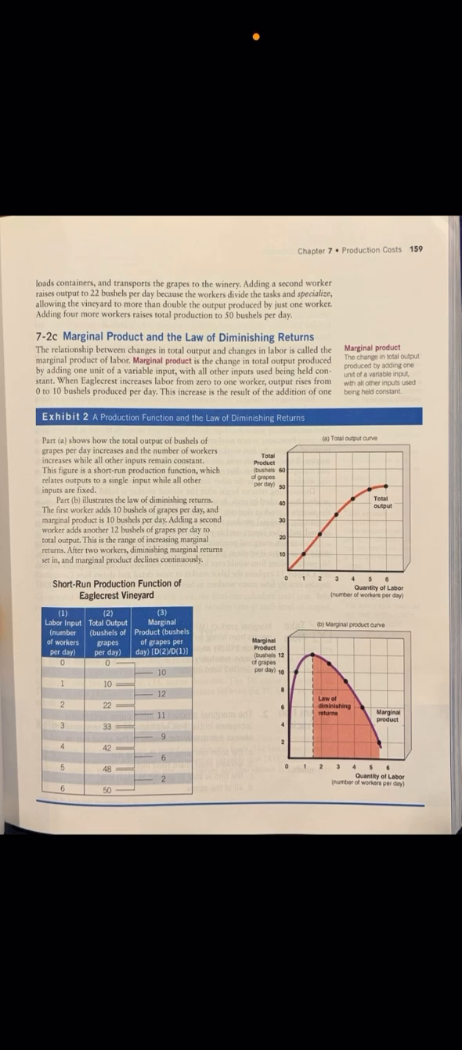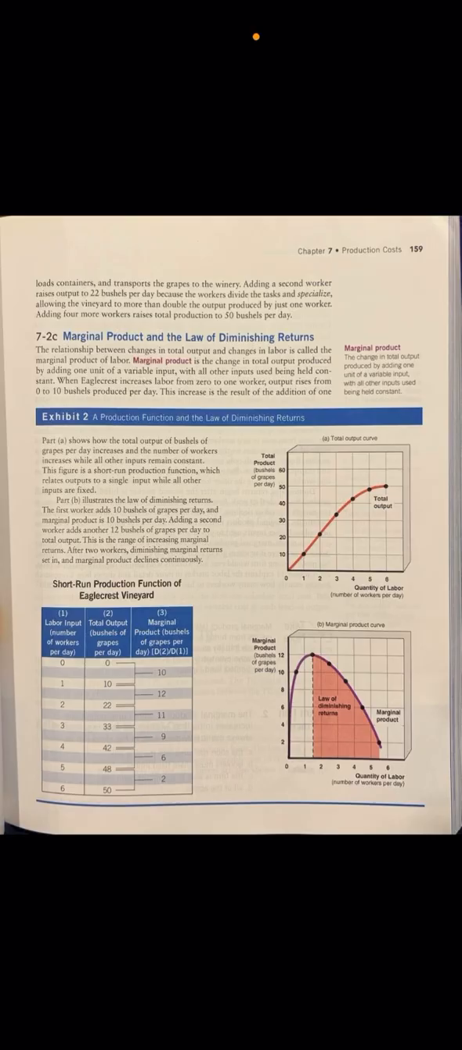7-2 C. Marginal product and the law of diminishing returns. The relationship between the changes in total output and the changes in labor is called the marginal product of labor. Marginal product is the change in the total output produced by adding 1 unit of a variable input, with all other inputs used being held constant. With increasing labor from 0 to 1 worker, output rises from 0 to 10 bushels produced per day.